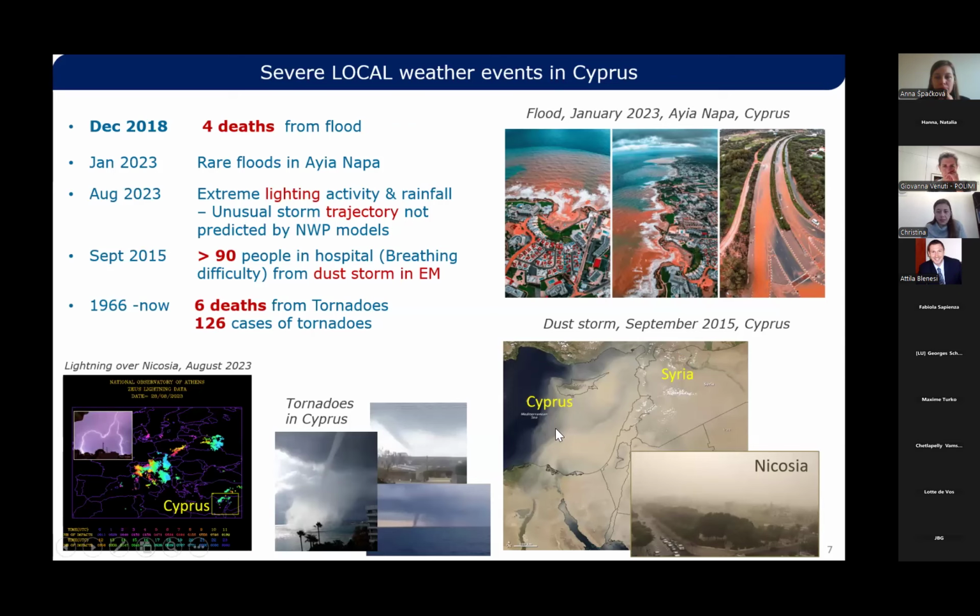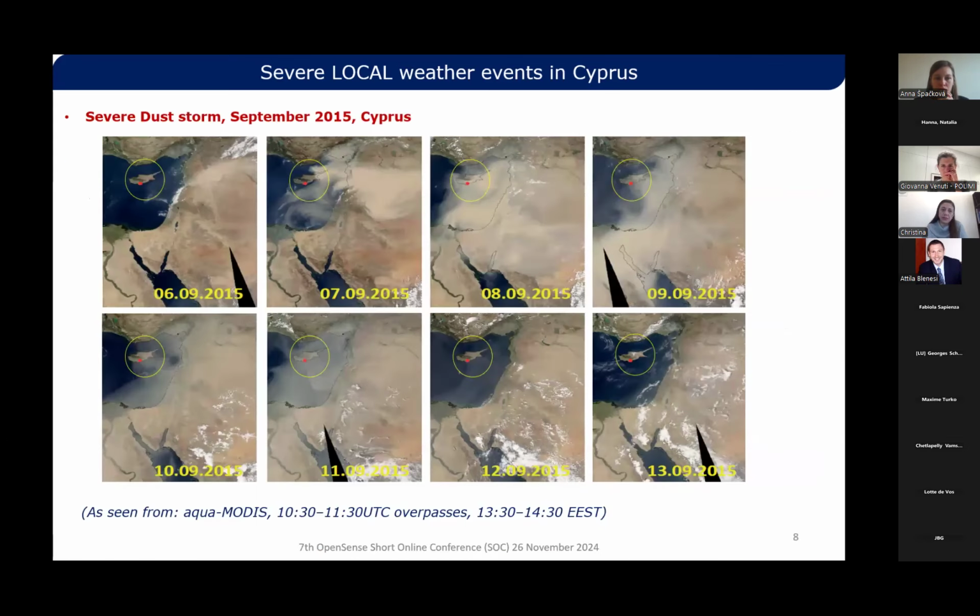As you can see here, we have a problem from dust coming from Syria. But last year, we also faced extreme precipitation events that caused flooding. There was flooding in the eastern part of Cyprus, and an unusual trajectory of the storm from the east that could not be predicted by the numerical weather prediction models. Also, we have had an increase in lightning and tornado activity in the last 5 years.